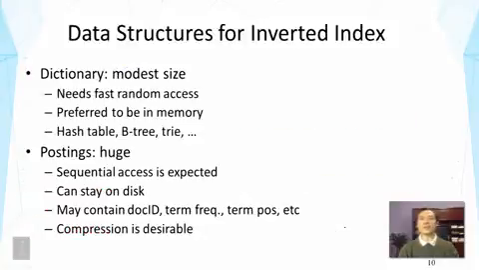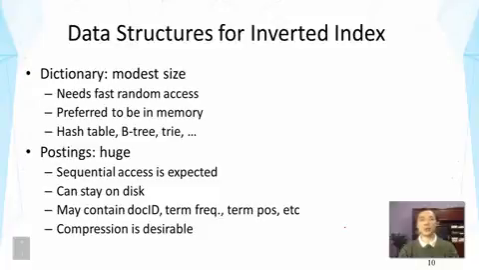So what kind of data structure should we use to store inverted index? Well, it has two parts, right? If you recall, we have a dictionary, and we also have postings. The dictionary has modest size, although for the web, it's still going to be very large, but compared with postings, it's modest. And we also need to have fast random access to the entries, because we want to look up the query term very quickly. So therefore, we prefer to keep such a dictionary in memory if it's possible.